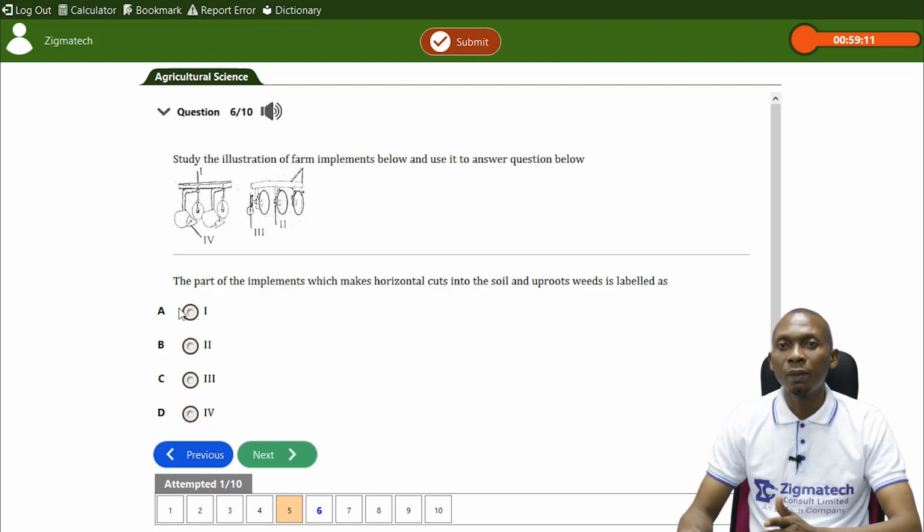Still on this illustration of the farm implement, the next question says, the part of the implement which makes horizontal cuts into the soil and uproots weeds is labeled as. That's where we should be, they're referring to the moldboard plow, because that's the part that is labeled. This is the share point and this is the moldboard. So this share point makes horizontal cuts while the moldboard makes vertical cuts. So the answer is D.